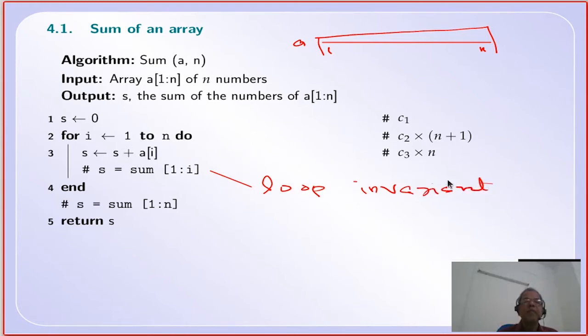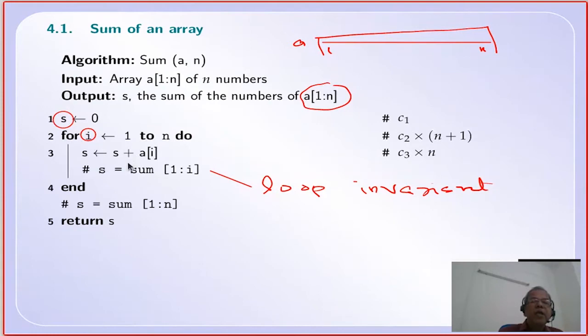What is a loop invariant? A loop invariant is a property between the variables of the loop. What are the variables? S is a variable, I is a variable, even A1 to n is a variable. But A1 to n does not vary. S keeps changing, I keeps changing.